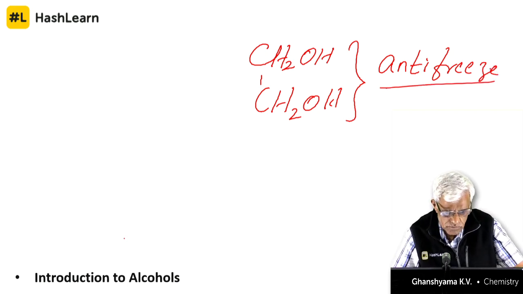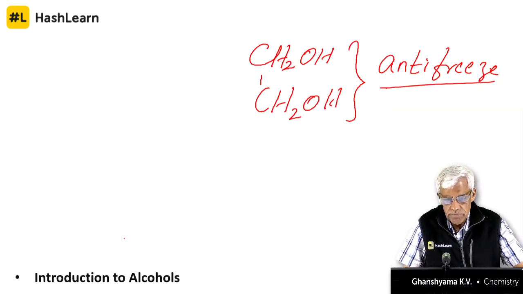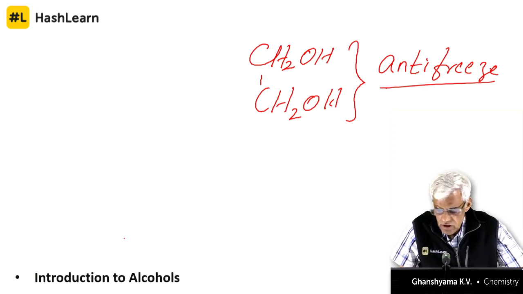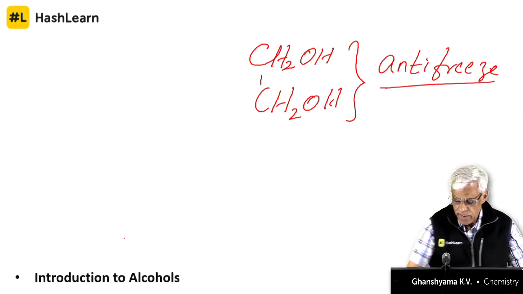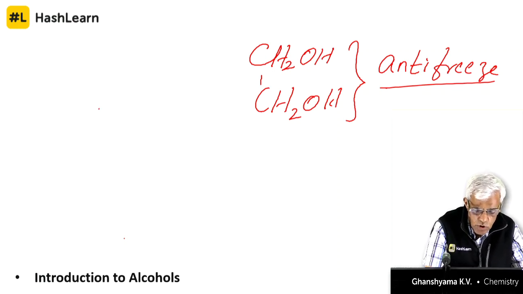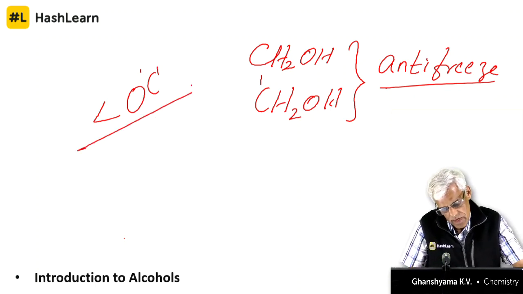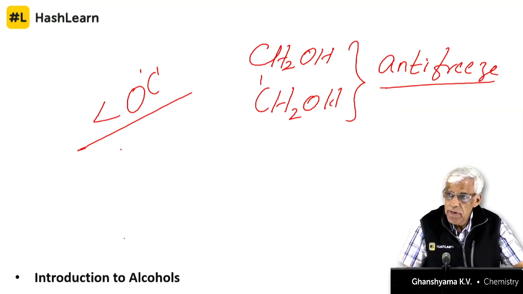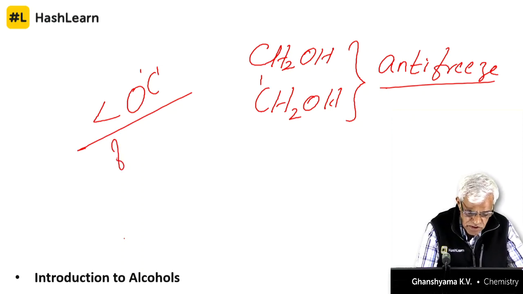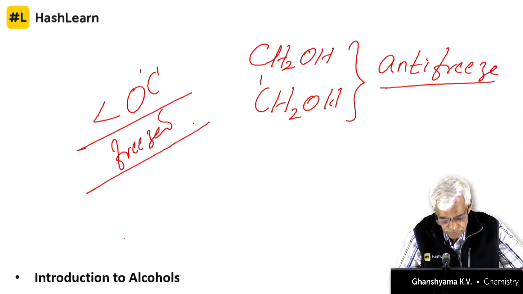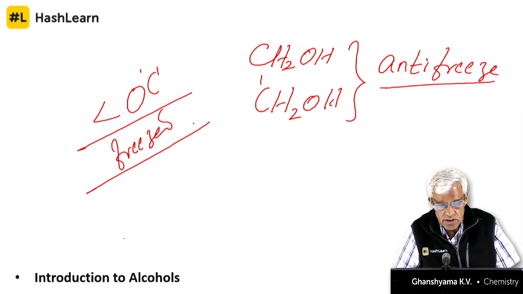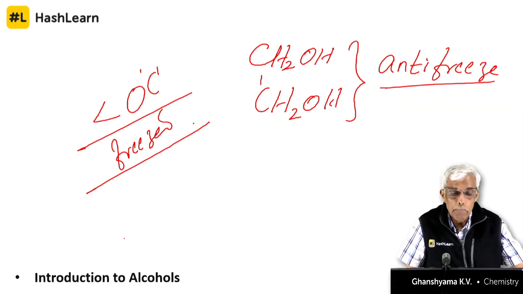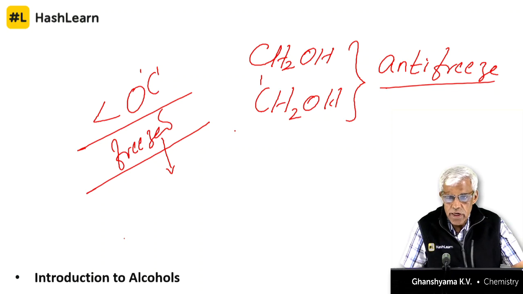In countries like Canada, if you go to North Russia, if you go to still northern parts, you find that the temperature goes below 0 degrees Celsius, where water in the automobile radiators gets frozen. When it freezes, you know that volume increases, ice volume is greater than water, therefore, the radiator may crack. That is number one. Number two, it will not start. Therefore, they will add ethylene glycol to that.